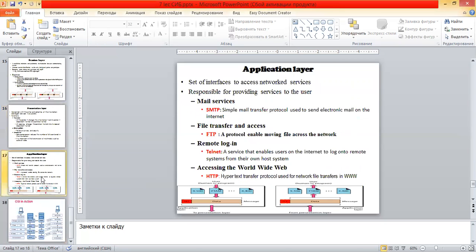And the last layer is application layer. Application layer interacts with application programs and is the highest level of the OSI model. Application layer contains management functions to support distributed applications. Examples of application layer are applications such as file transfer, electronic mail, and remote login, and etc.